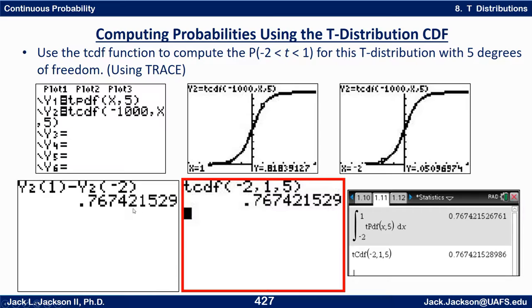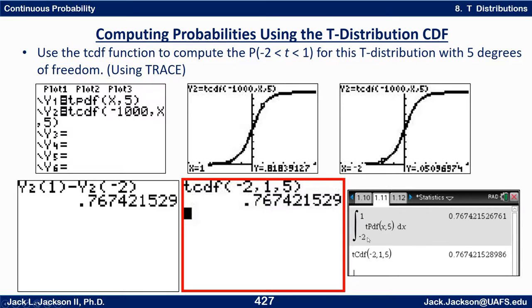Or the best way, and this is the way I would do it, is this right here. There's a shortcut, which is just tCDF: do tCDF from lower to upper and then give it the degrees of freedom, and the whole thing comes out. So the one in the middle is the best way to do it.